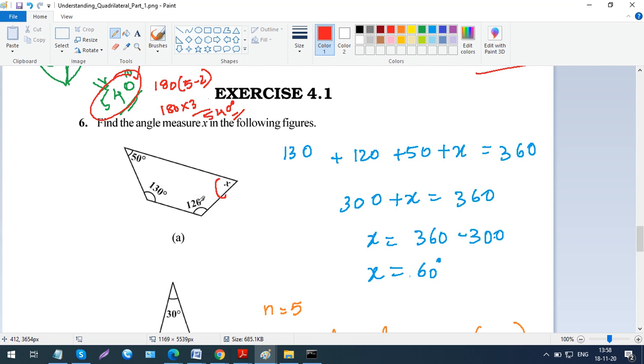So you know that this is a quadrilateral. So what will be the sum of all the angles of a quadrilateral? It will be 360. So 130 plus 120 plus 50 plus x is going to be equal to 360. So you add all of them, that's going to give you 300 plus x equals 360, or x equals 360 minus 300, which is 60 degrees.